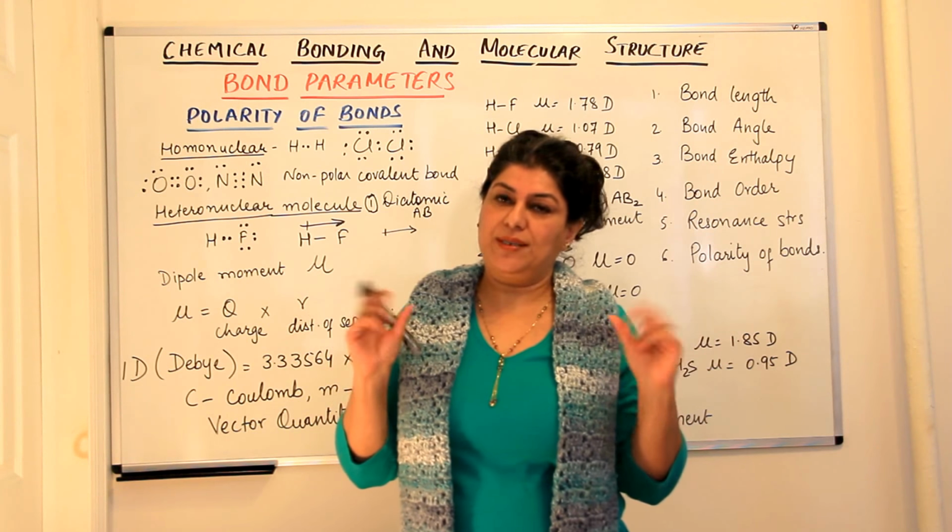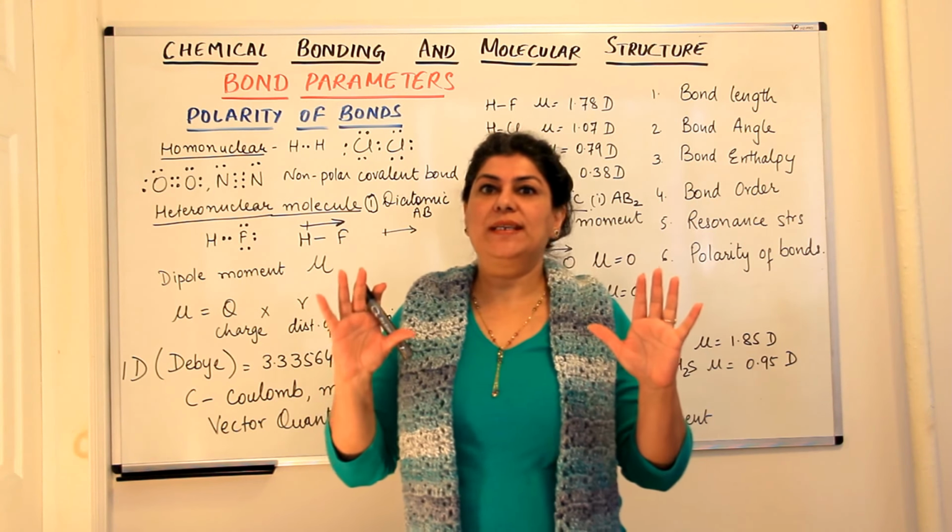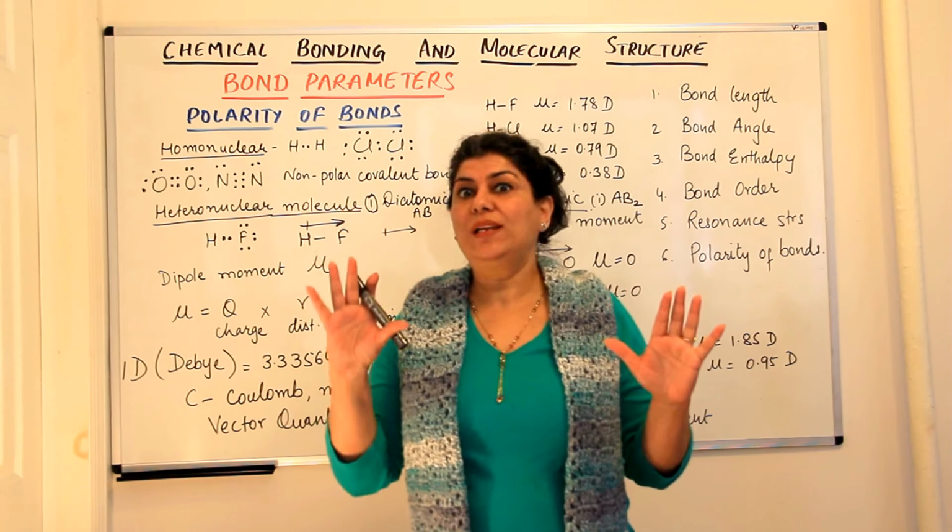Do you know that when we talk of bonds, we call them covalent bonds or ionic bonds. And a covalent bond is not completely covalent. Every covalent bond has a certain amount of ionic character to it. Similarly, an ionic bond has some amount of covalent character to it. So it's not like a bond is totally covalent or a bond is totally ionic.